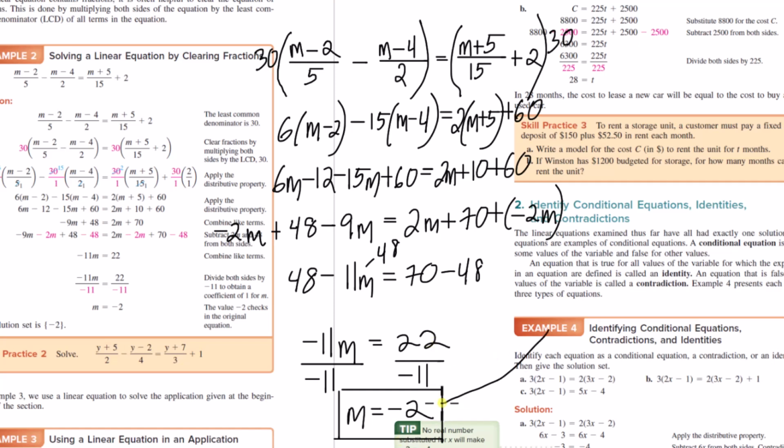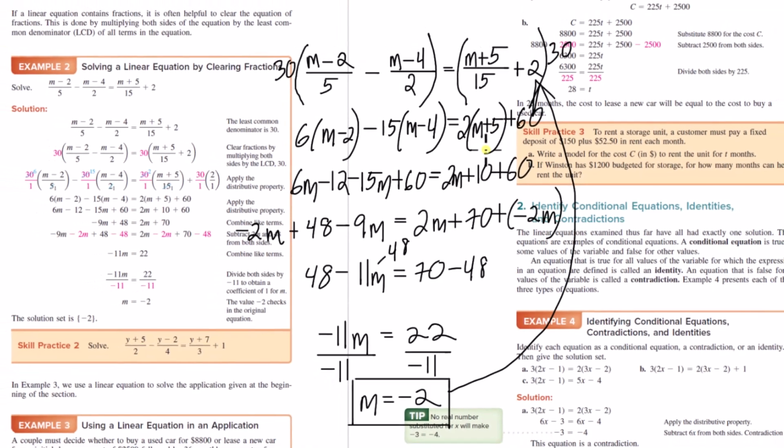But this equation is equivalent to this equation, which means the solutions to this equation are the same as the solutions to this equation. That means the solution to this equation is minus 2, as long as we didn't make any arithmetic errors. If you plug in minus 2 for m over here and simplify, and then plug in minus 2 over here and simplify, you're going to get that same number.